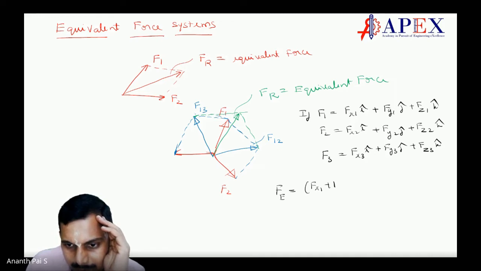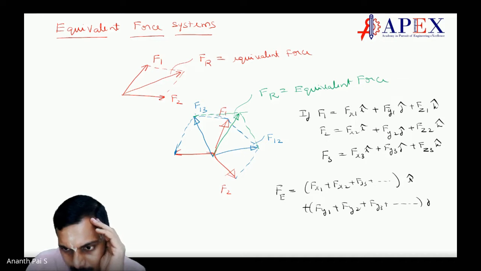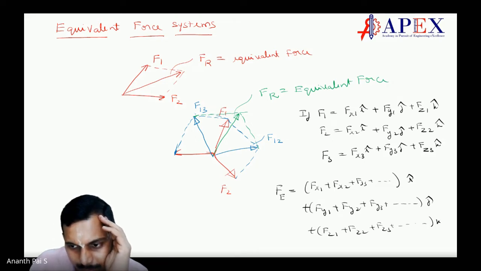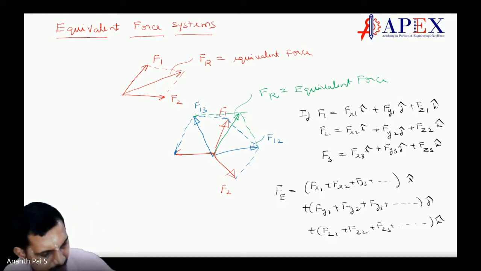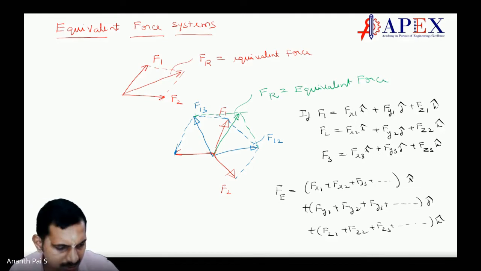Fx1 plus Fx2 plus Fx3 and so on, i, plus Fy1 plus Fy2 plus Fy3 and so on, j, plus Fz1 plus Fz2 plus Fz3 and so on, k. Simple. This you knew already, students. Nothing great in that. Write this down.